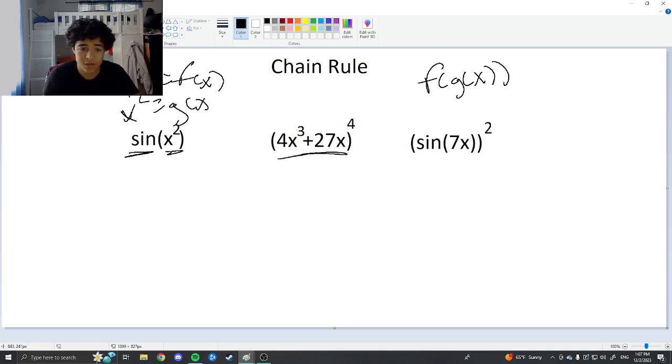If you look at this one, you can see that all of this being raised to the power of 4 is the outside function, or the f of x, and all this on the inside is the inside function, or the g of x.